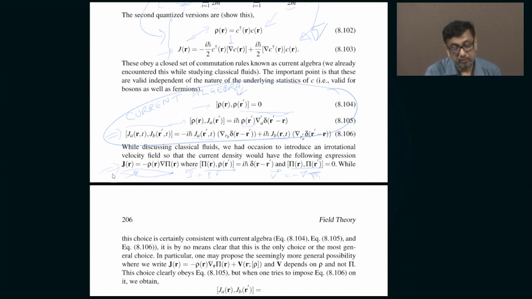But if you assume this is true, then you can convince yourself that pi obeys this and this, and that these are automatically obeyed. So, in some sense this solves these equations. If you think of j as your unknown and you want to express j in terms of something even simpler, the answer is j is minus rho times grad pi, where pi is canonically conjugate to rho.